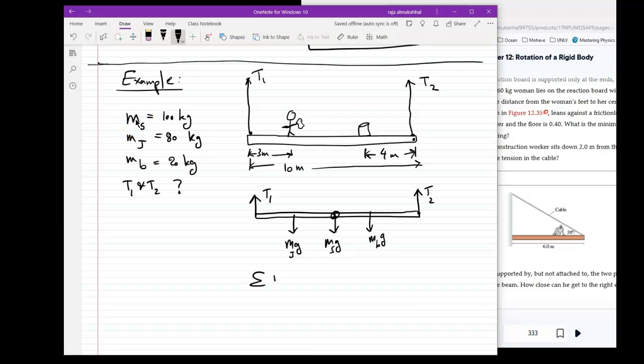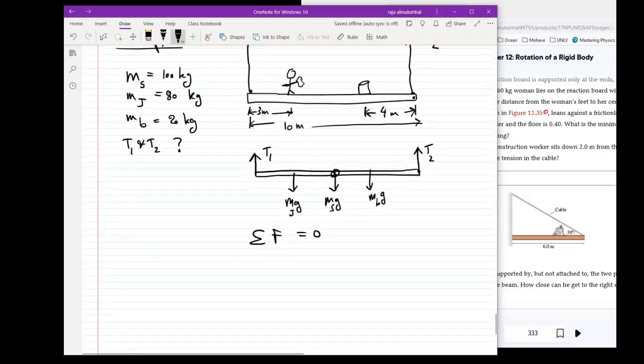So now I can say the sum of the forces is equal to 0 because the whole thing is in equilibrium. It's not moving. So I can easily collect all these forces. It's going to be T1 plus T2 minus m sub j g minus m sub s g minus m sub b g equals 0.